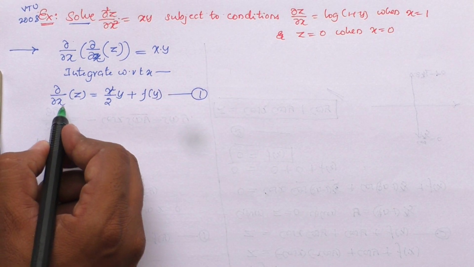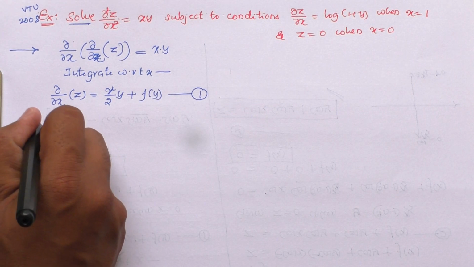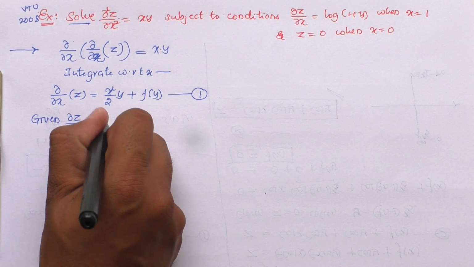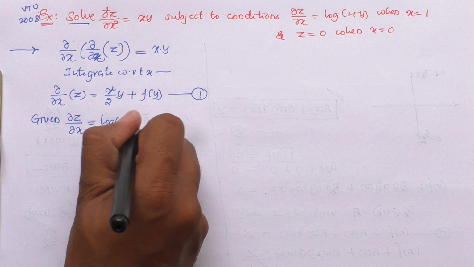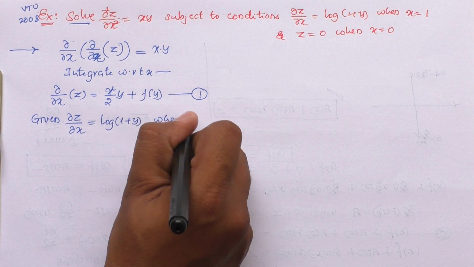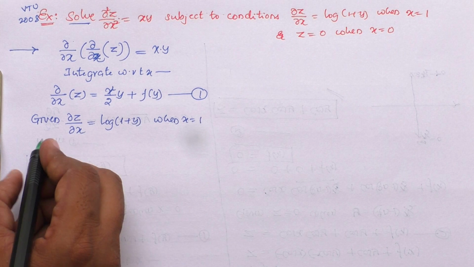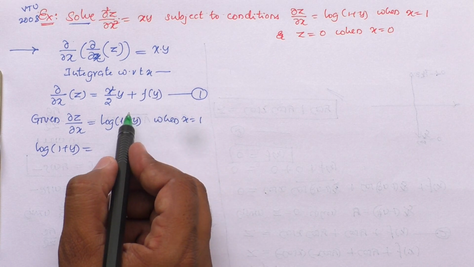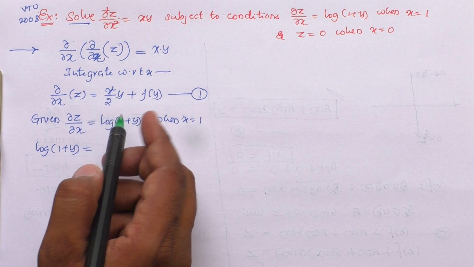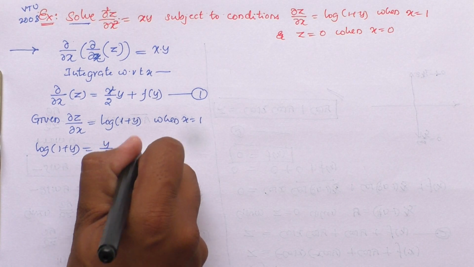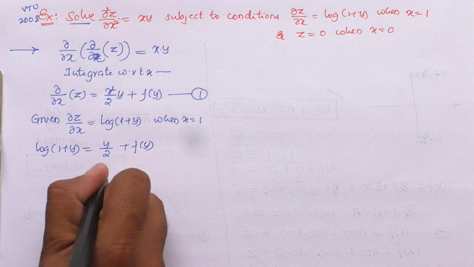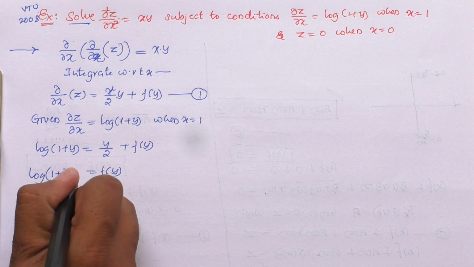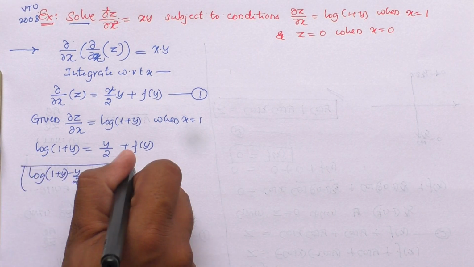This is del z by del x, but we have been given the condition del z by del x equal to log of 1 plus y when x equal to 1. So substitute here: del z by del x is log of 1 plus y when x is 1. Putting x equal to 1, we get y by 2 plus f of y. So f of y equals log of 1 plus y minus y by 2. This is what we got for f of y.